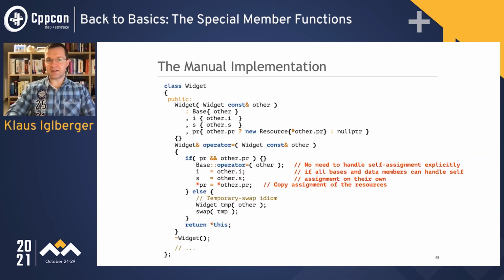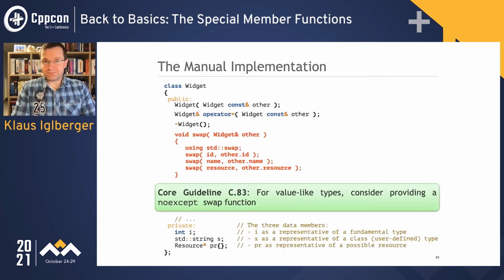And the nice thing is that, again, I don't really have to handle self-assignment in this case. The data members will do this on their own. That's perfectly fine. If, however, one of these two pointers is not valid, and of course I assume that this is possible, then in the else branch I could handle this by means of the temporary swap idiom. That may be a better way of doing things, a faster way, but again, one that of course makes this not as nice anymore. It's definitely a little bigger.